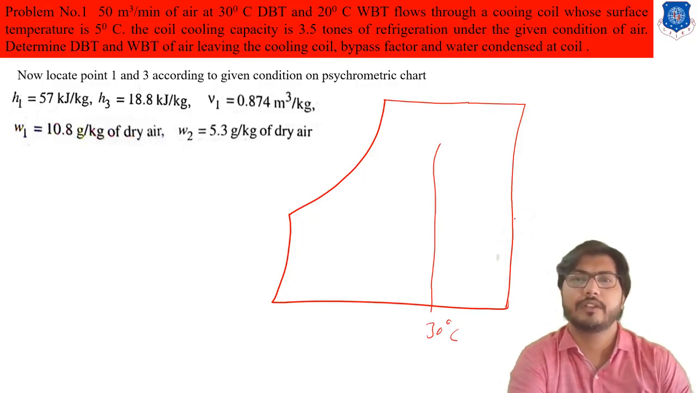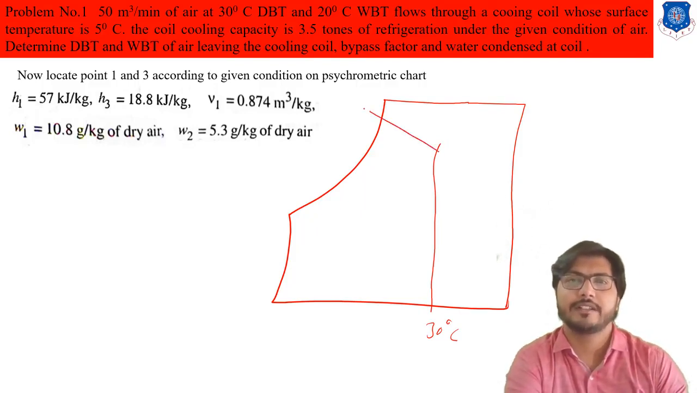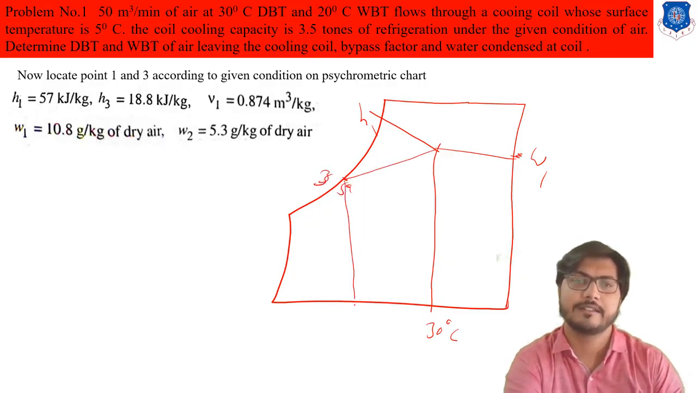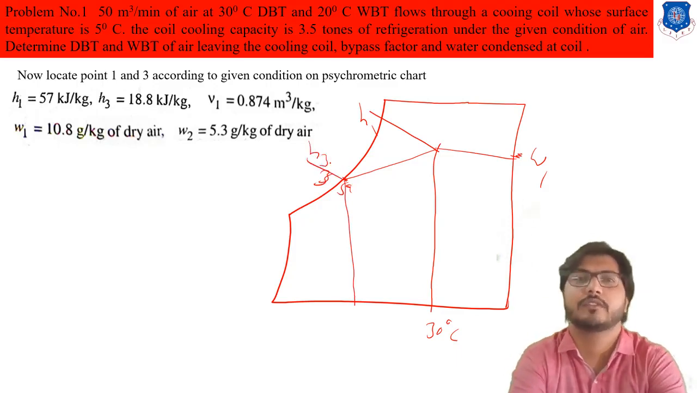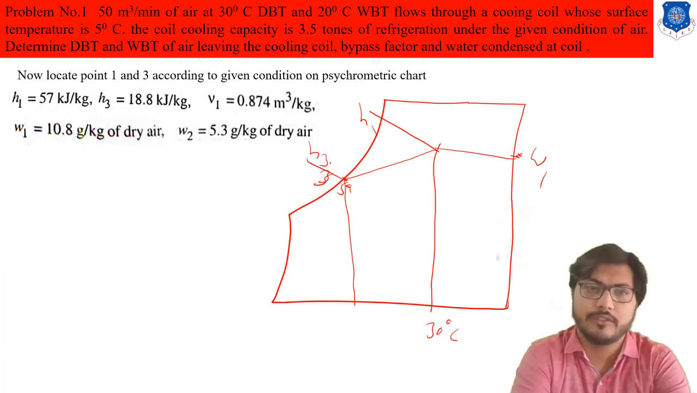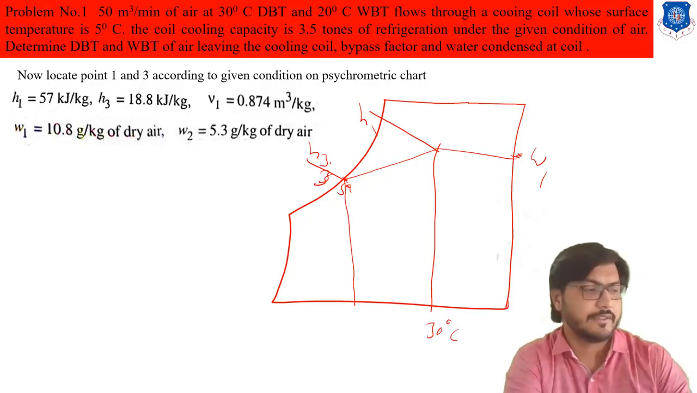So how to calculate H1, H3? H1 corresponds here and W1 is here. H3 is at point 3, which is 5 degrees centigrade. So read H3 here, that is the coil temperature. This is just the idea. The specific volume is also read from the chart, so we get both these values.